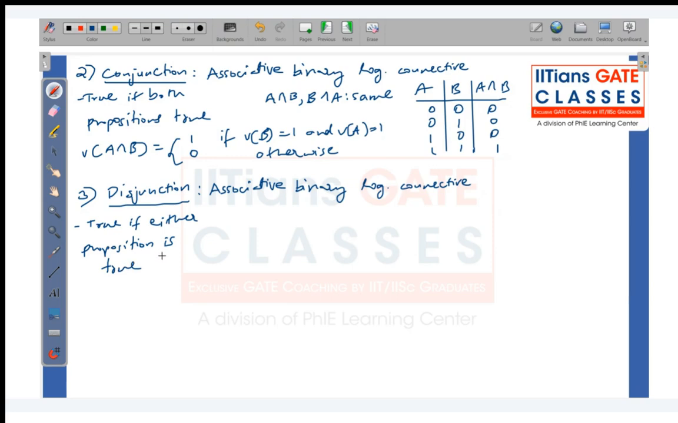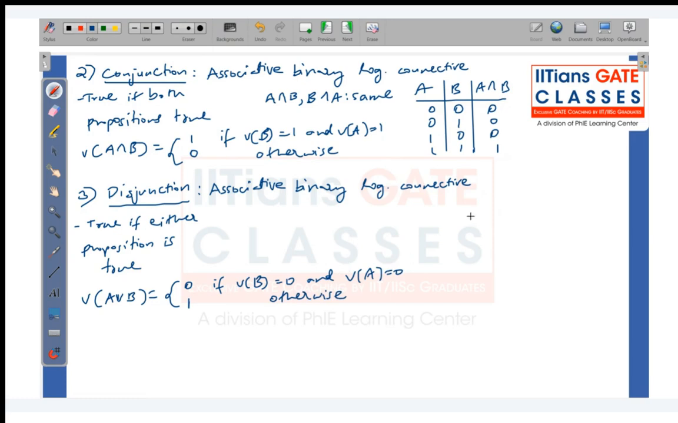Okay. And let me write it in an equation form. So it is 0 if the value of B is 0 and the value of A is also 0. Otherwise, it is 1.